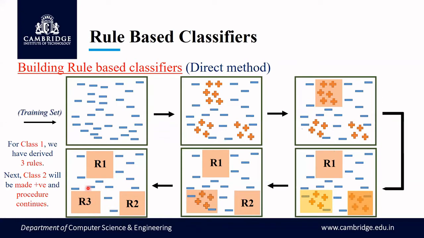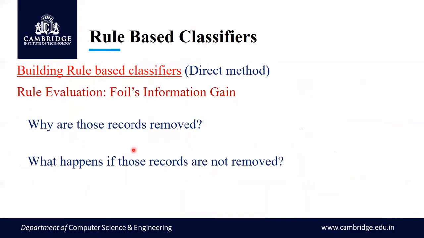So why is it so? There's a question: why are we removing these records once they are covered under a particular rule? What happens if we don't remove them? These are the two questions for which we have to get a logical answer. So that is what we are going to cover in this particular section.